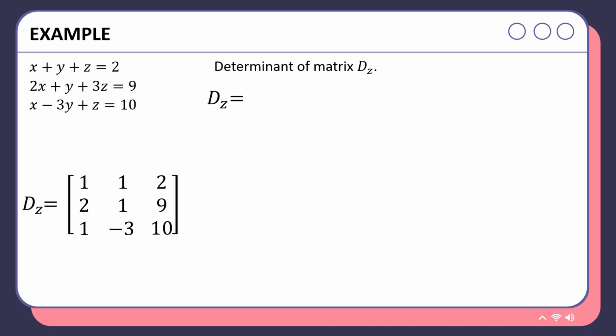We cover 2 and 1 in the first column and 1 and 2 in the first row. We copy 1 times 1 times 10 is equal to positive 10 minus 9 times negative 3 is equal to negative 27.